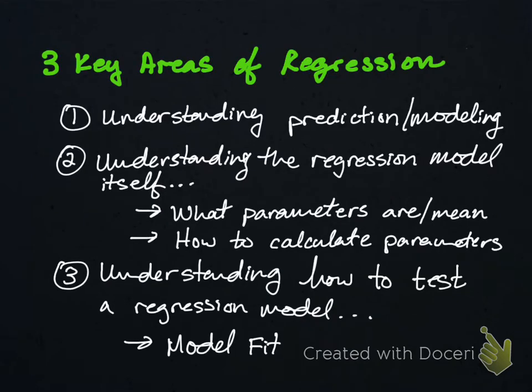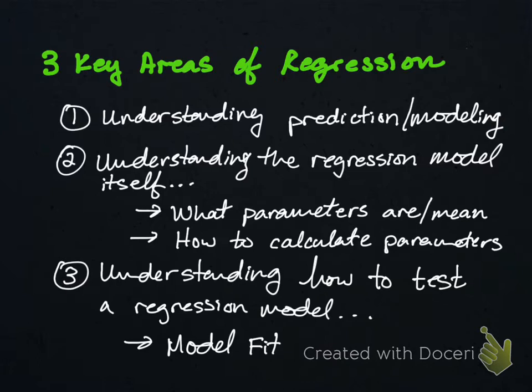So the way I see it is that regression has three key areas that we need to focus on. And all presentations are different, so this is by no means exhaustive. This is just kind of my take. So first, we want to understand the idea of prediction and modeling, because this is very unique to a regression context that we don't really talk about as much with correlation, even though they're very related to one another.